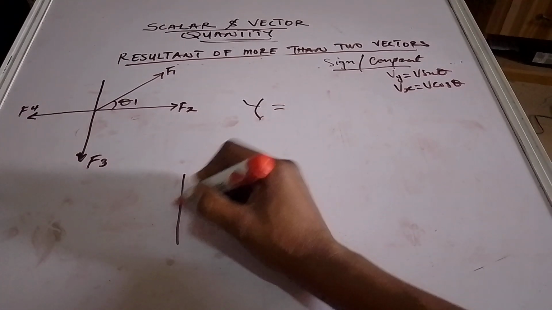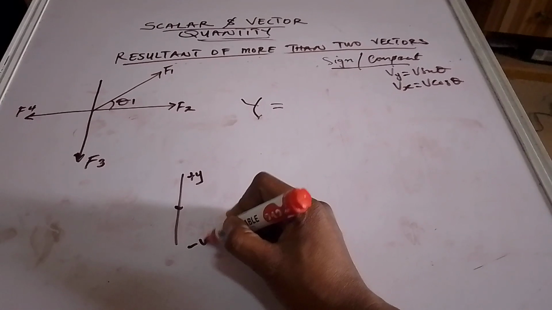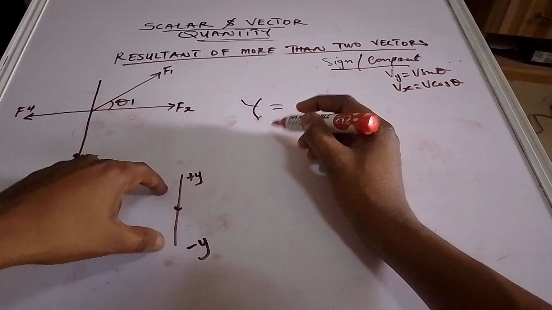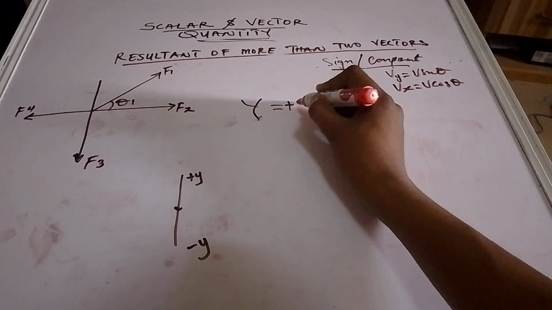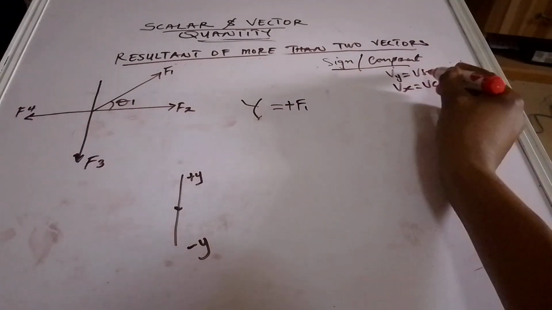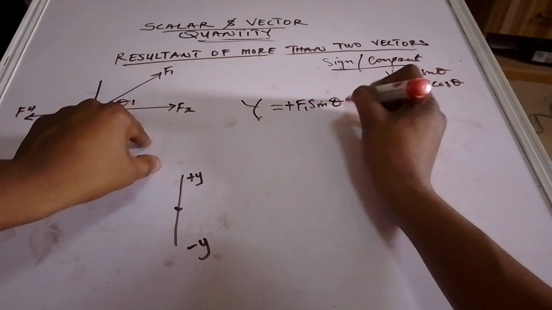If you look at this, f1 is pointing towards the positive direction. This is the y-axis. This is the positive y. This is the negative y. So putting the sign at the back of your mind, f1 is positive on the y-axis. So f1 is positive, and the component is sine theta 1.